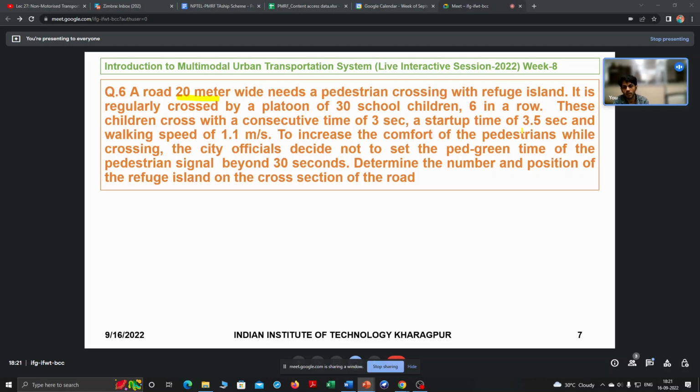But the road width is 20 meter and the platoon of children is 30. So what could be that scenario? I think you know that formula: W by 1.1 plus n, which is 6 into 6, 30 by 6, 5, that means 4, right? 4 into your consecutive time of 3 plus your 3.5. It is equal to 30 seconds. So now if you calculate the width, your width is 15 point, I think 5 or 9.5, something like that.